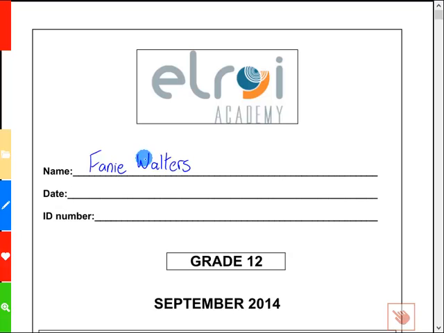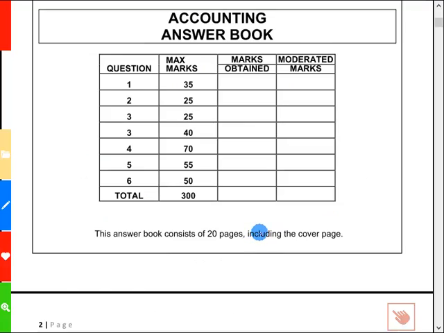You write as quickly as you can in a blue pen your name. You put the date, which was 22nd of September, and you fill in your ID number there. Okay, then you just read the breakdown. The answer book consists of 20 pages, including the cover page.